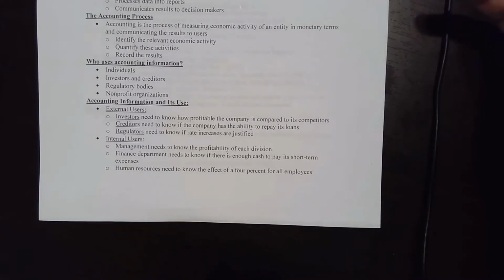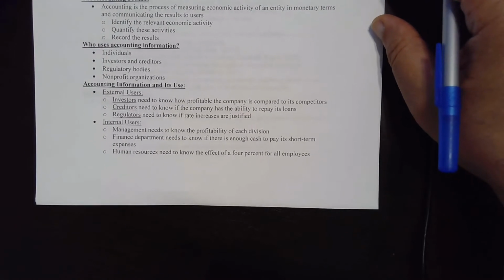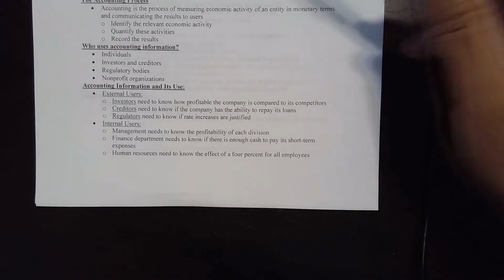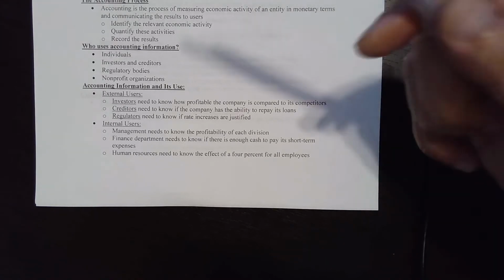Non-profit organizations may be interested because a non-profit organization runs on donations. So if they find there is a local business that's doing very well, they would like to read the financials and say, okay, I can ask a few thousand dollars from this business. So that's why a nonprofit organization may be interested in it. Now, accounting information basically has two kinds of users. They are external users and internal users.